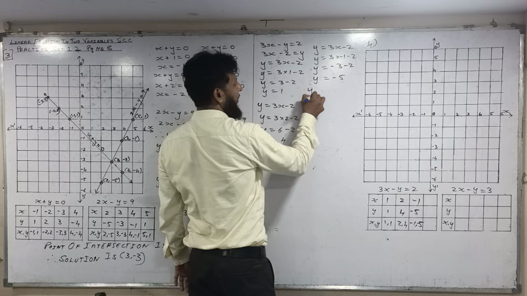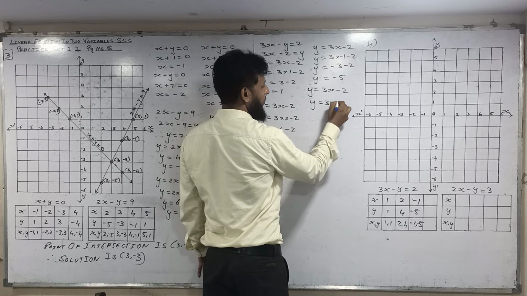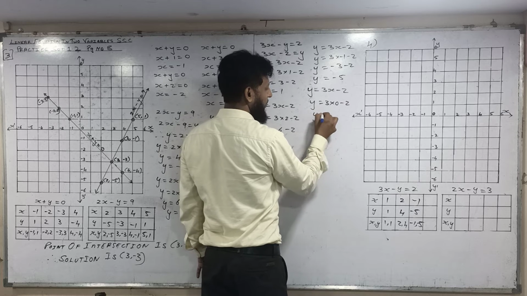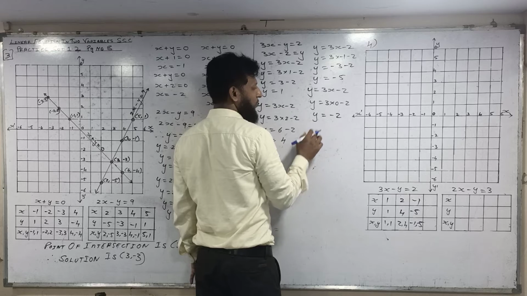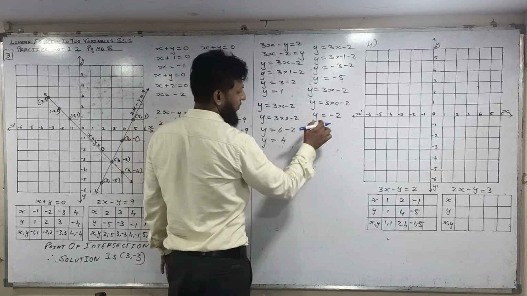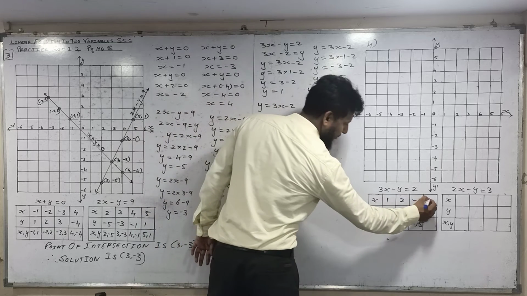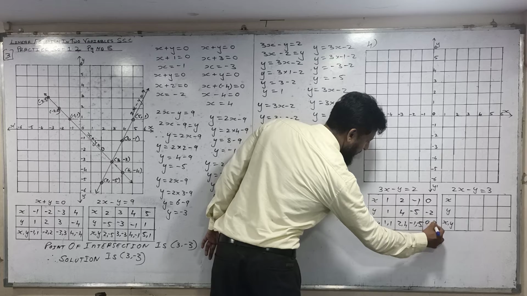Then take one value 0. So x value 0. So 3 times 0 is 0 minus 2. 0 having no value, 0 never plus or minus. So 3 times 0 is 0. Y value minus 2. When you take x value 0, y value minus 2. So 0 and minus 2.